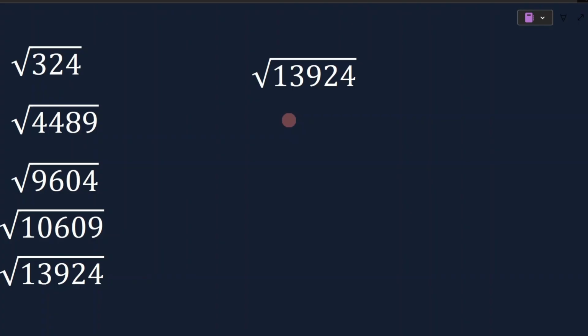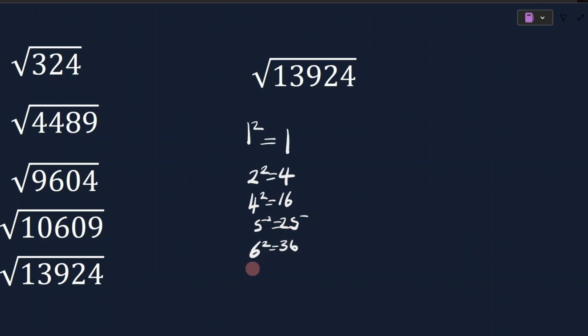First thing first, you need to know your squares, that's your squares from 1 to 20. This is what I mean. 1 squared is equal to 1, 2 squared is equal to 4, 4 squared is equal to 16, 5 squared gives you 25, 6 squared gives you 36, 7 squared gives you 49, 8 squared gives you 64, 9 squared gives 81, 10 squared gives 100.